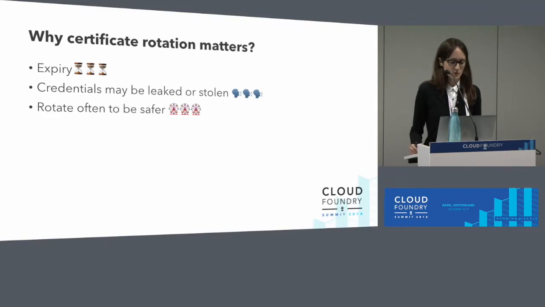Credentials may be leaked or stolen. So in this case, you want to be able to react quickly. And hopefully you'll have a process that is streamlined so that you can mitigate the risk of leaked or stolen credentials. And furthermore, you can take step two even further and rotate often and go fast to mitigate that risk. Rotate often, even though you don't have credentials that are leaked or stolen, or you don't have certificates that are expiring.